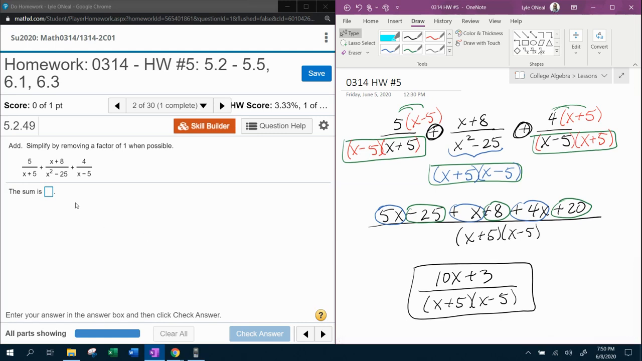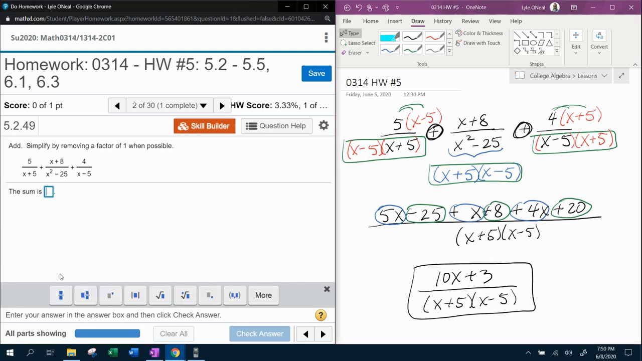And let's put that into MyLab Math and see if we're right. Here we go. Fraction, we've got 10x plus 3 in the numerator, x plus 5, x minus 5 in the denominator. And that looks good. Why are my x's capital? Oh, it's because my caps lock is on. Duh.